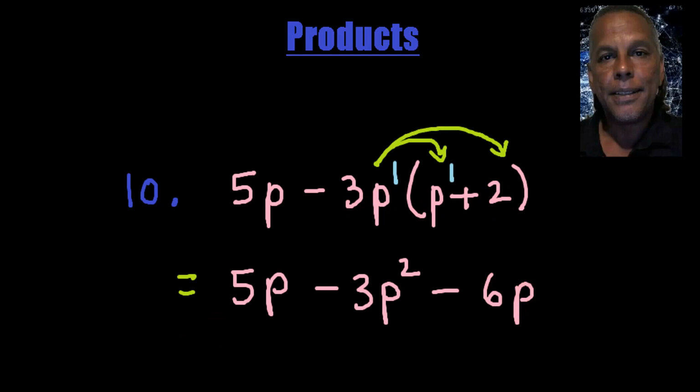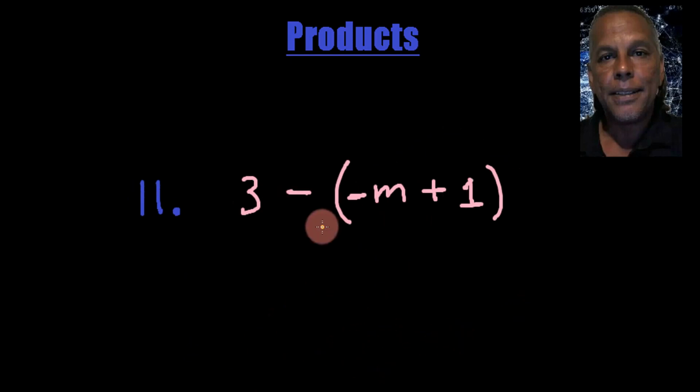Now we can add like terms. So then 5p minus 6p is negative p. And then of course we still have the negative 3p squared. What's important to note is that the negative in front of the brackets actually means that we have a negative 1 here, which we don't write. So we're going to multiply the negative 1 into the brackets.